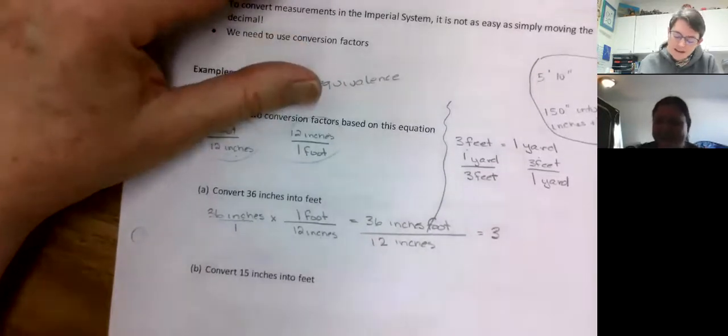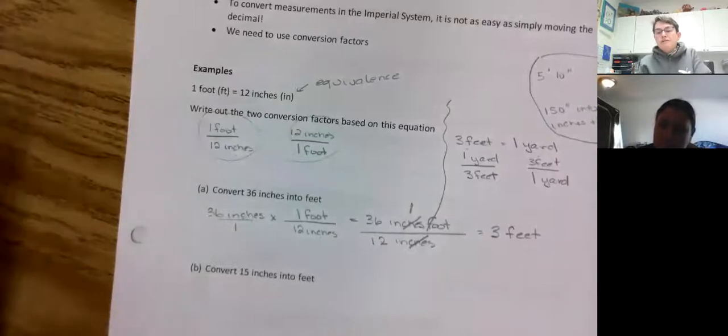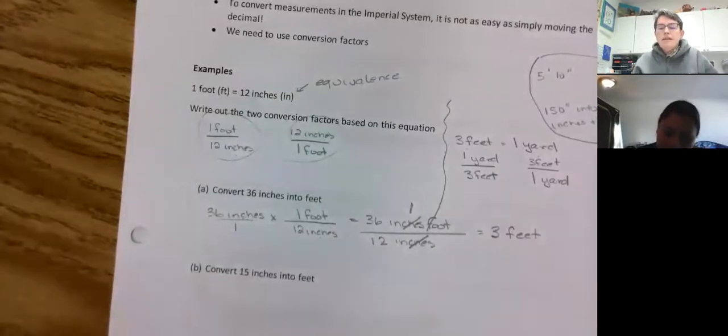I know you did. And then the inches disappear because anything divided by itself cancels out to 1. So it disappears. And I'm going to do a little grammar thing. I don't want to say 3 foot. 3 feet. And there's our answer. 3 feet.